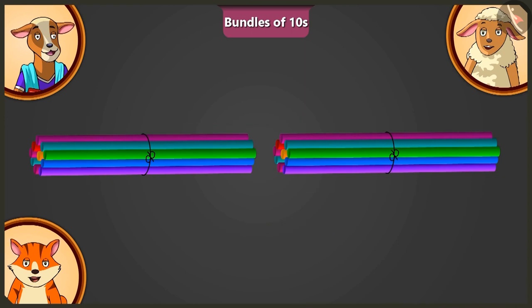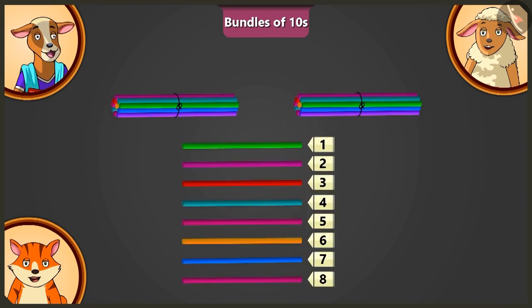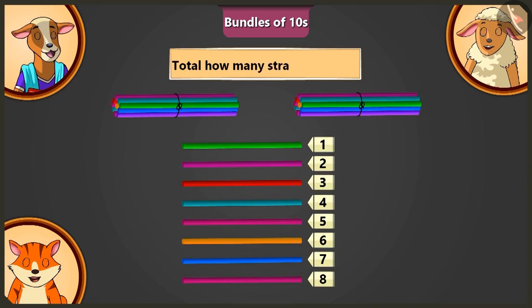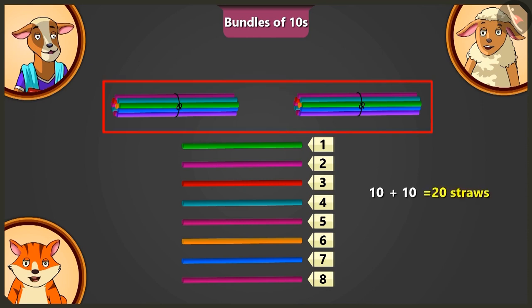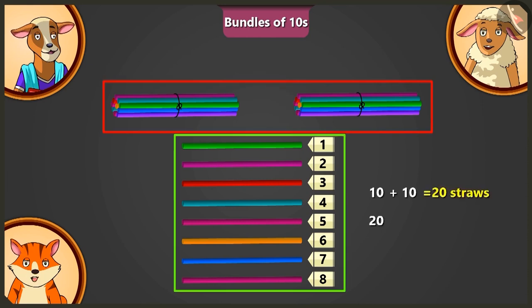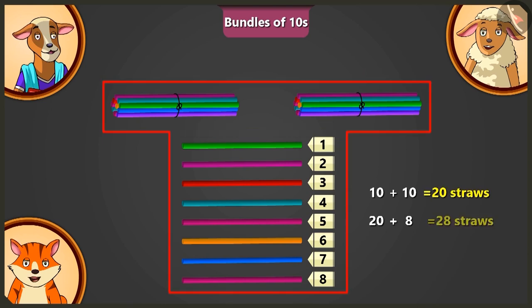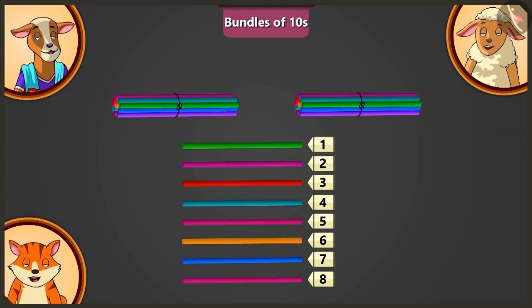Look, Billy, I'm putting these 8 straws next to both the bundles. Now, tell me, how many straws are there in total? Adding 10 straws to 10 straws makes 20 straws. And adding 8 to 20 straws, there are 28 straws in total. Oh, wow. These are all the straws I want.